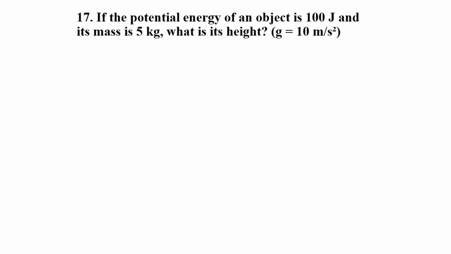Question number 17. If the potential energy of an object is 100 joule and its mass is 5 kilogram, what is its height? Given g is equal to 10 meter per second square. A. 10 meter, B. 20 meter, C. 5 meter, D. 2 meter.